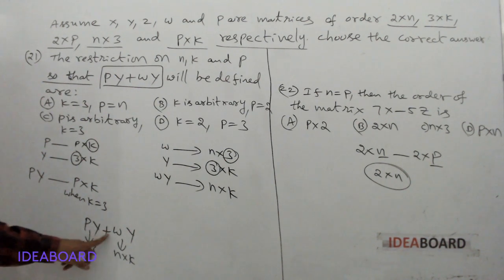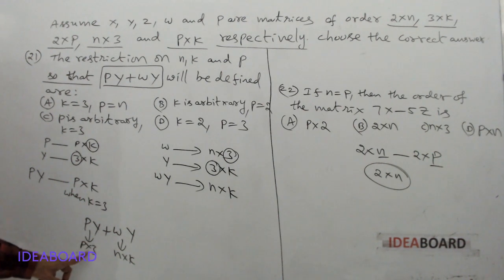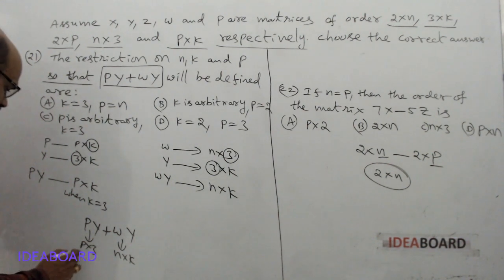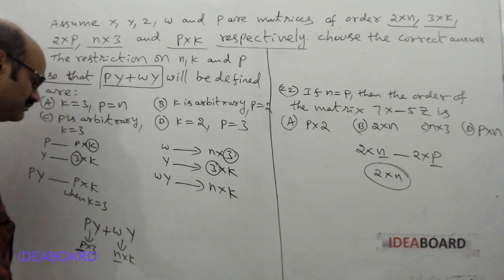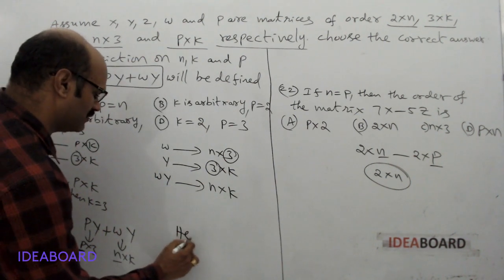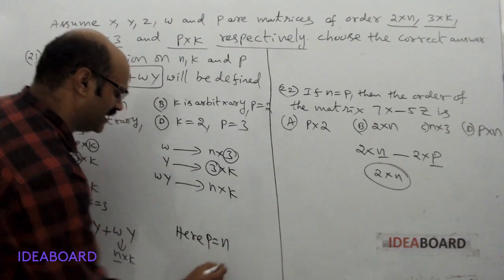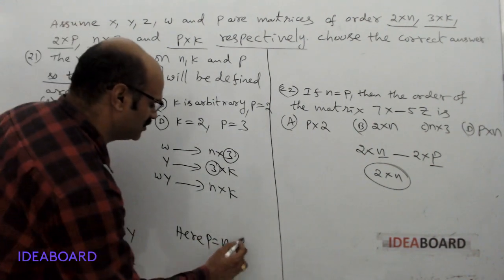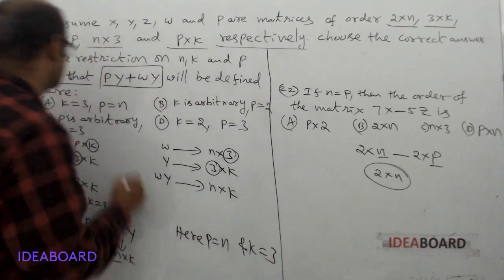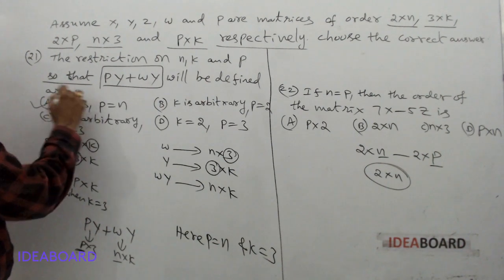Whenever you want to find the sum of two matrices, the orders must be the same, so p should be equal to n. Here p equals n and k equals 3. It implies the first option is the correct answer.